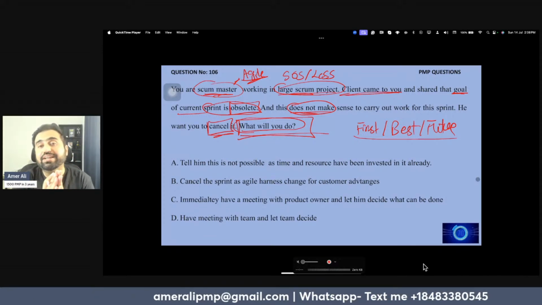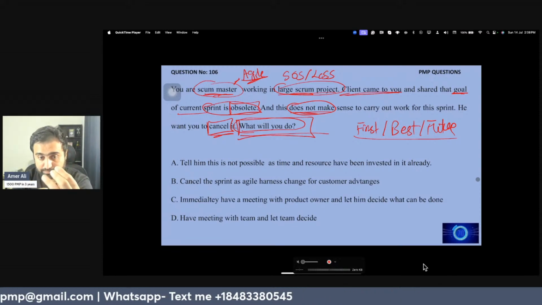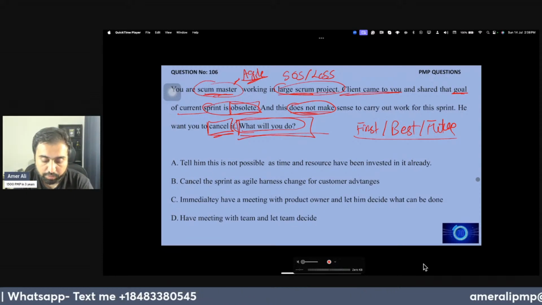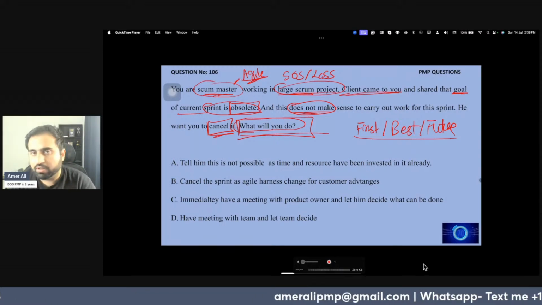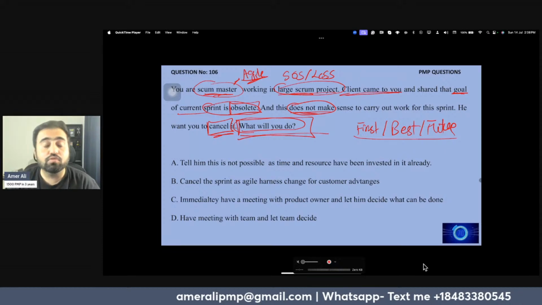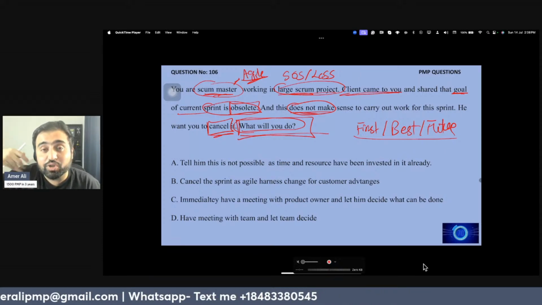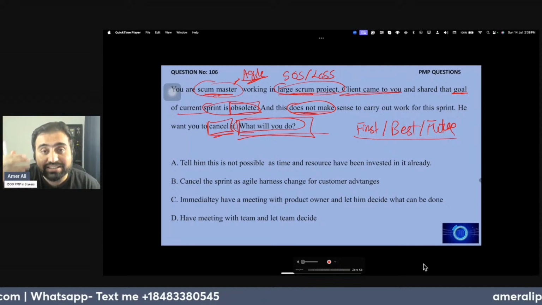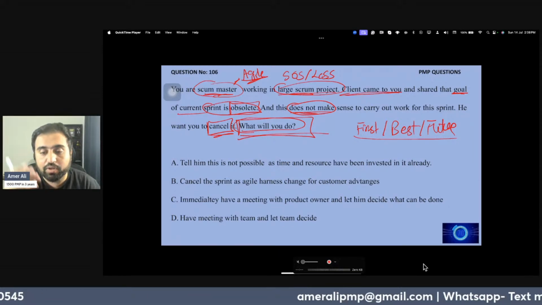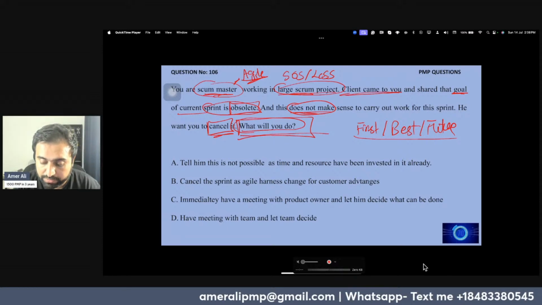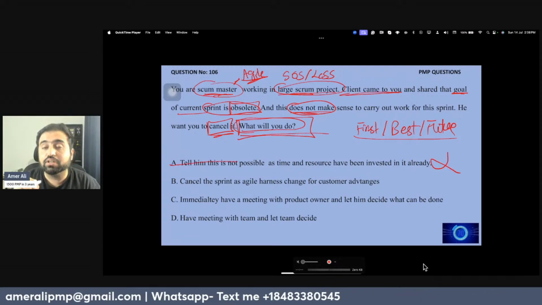Now I will go to the elimination technique and eliminate each option. Option A: tell him it's not possible as time has been invested. No, we never say that to the customer. We want to fail early in Agile. So going back, you need to know the content. Agile says collaborate with the customer and provide them value. So we cannot say no to them. Here it is eliminated. You can do this in your real exam.